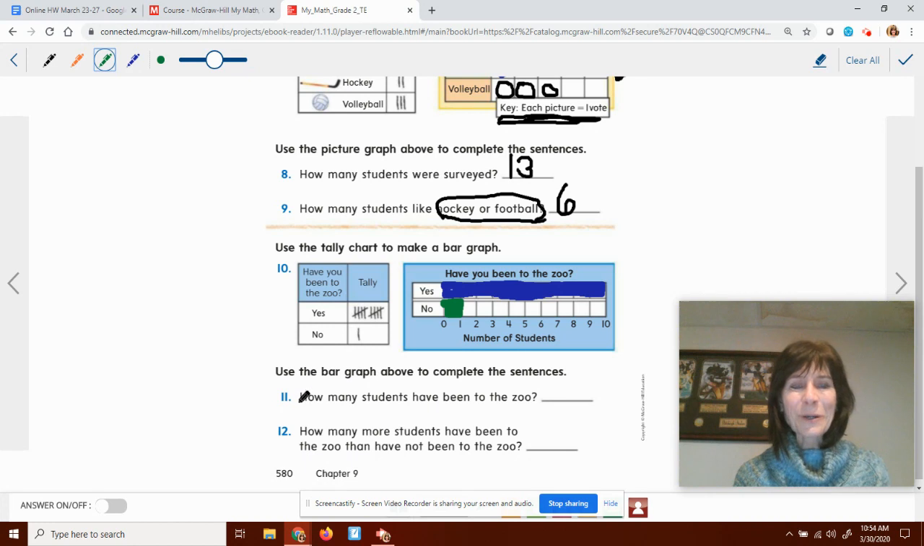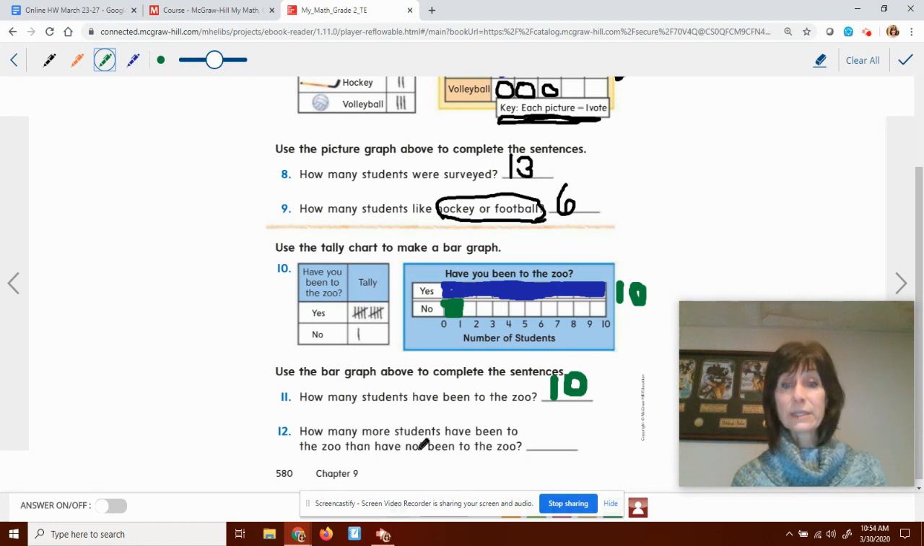Let's go ahead and answer our questions. How many students have been to the zoo? How many students total have been to the zoo? Well, I had 10 that have been to the zoo. So I can go ahead. How many have been to the zoo? 10.